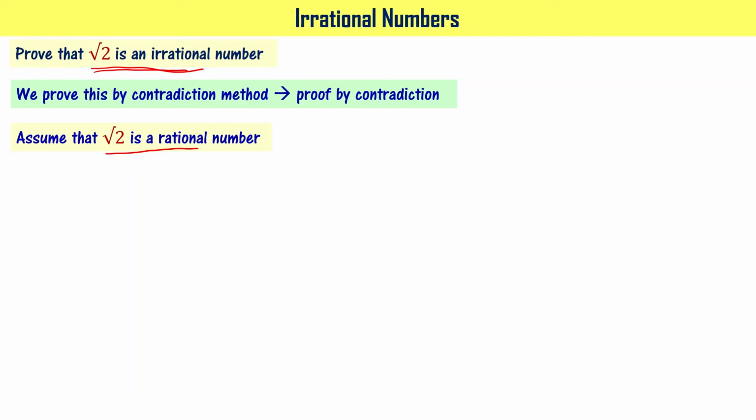In the proof by contradiction method, what we are going to say is root 2 is a rational number. Any given real number, for that matter, either it can be a rational number or an irrational number, right? Since we want to prove that root 2 is an irrational number by contradiction method, we are saying that root 2 is a rational number. What is the definition of a rational number? A rational number can be expressed as a ratio of two integers, right? Let's say that root 2 can be expressed using two integers r and s. So root 2 equal to r by s.